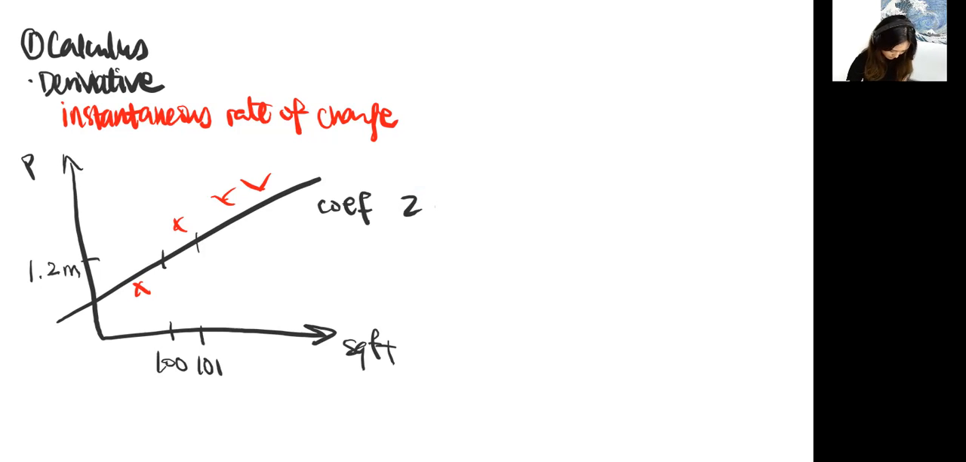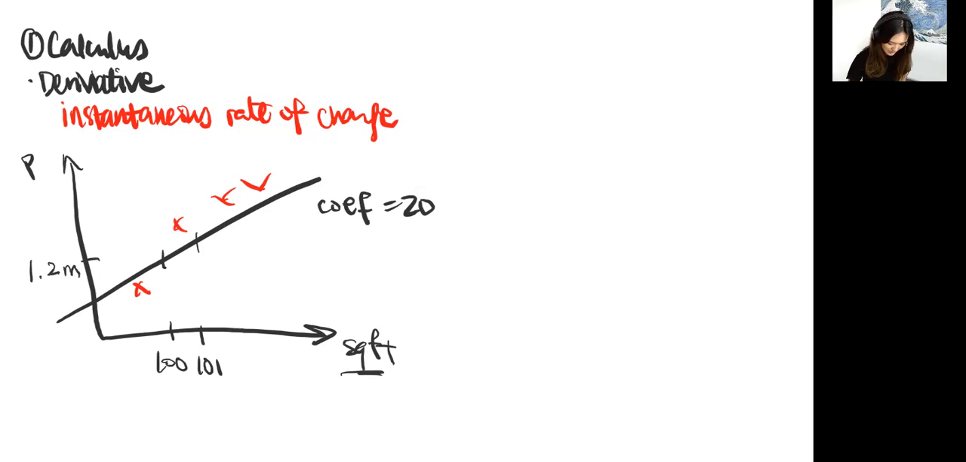So the coefficient of 20 means that the derivative is 20. The rate of change of price with respect to square foot is 20. So technically the derivative of price with respect to square footage is 20. That's one way to think about it.